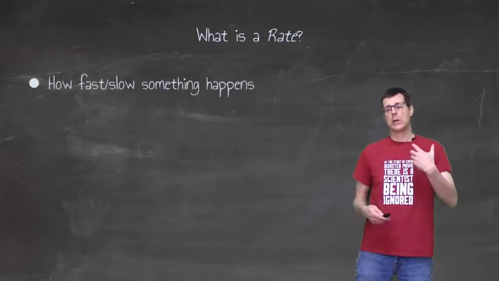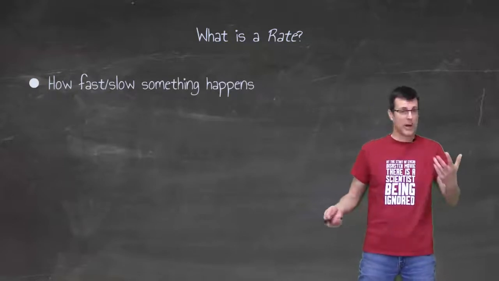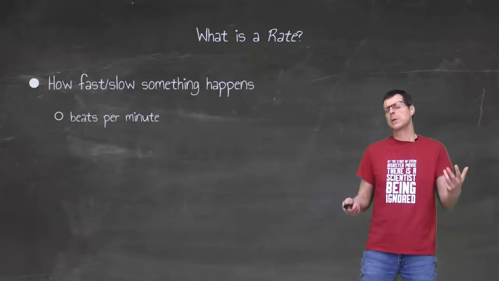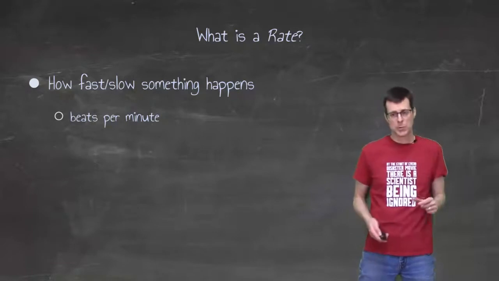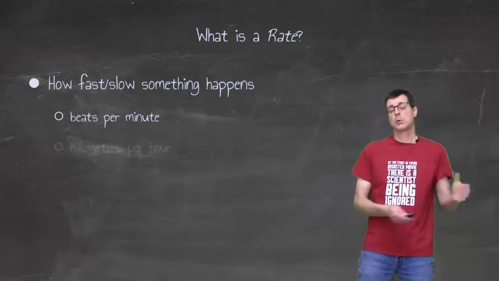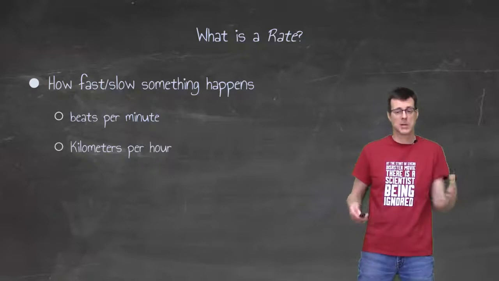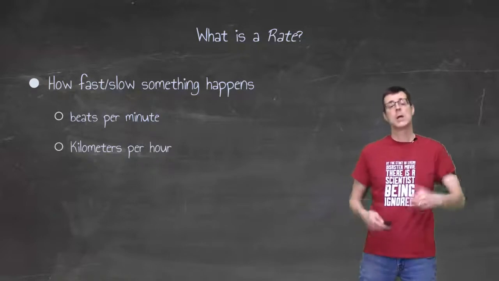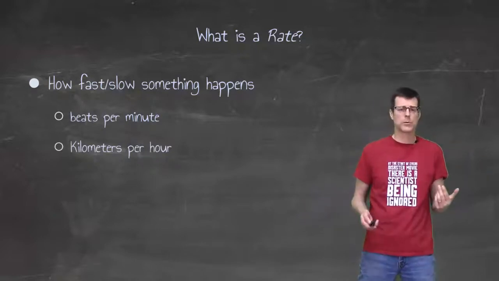If you're talking about things, it's how fast they're happening. So if you're talking about a heart rate, it's how many beats, how many events per minute, usually. If you're talking about a rate of travel or a speed, that's going to be kilometers per hour. So I'm measuring something over a certain amount of time.